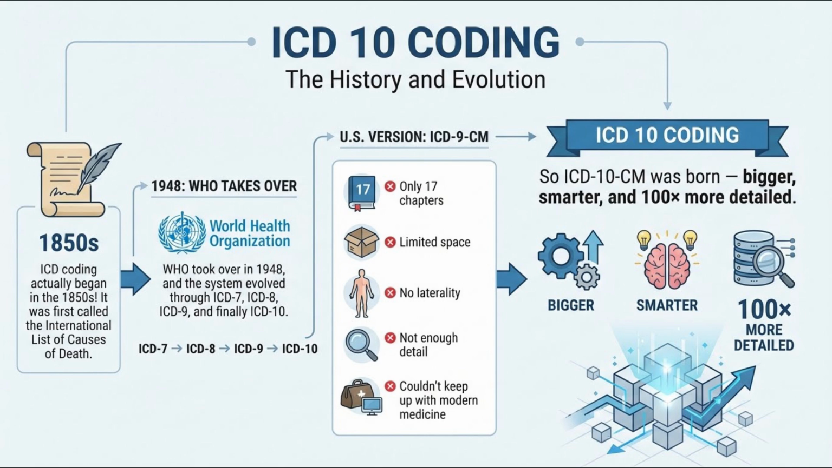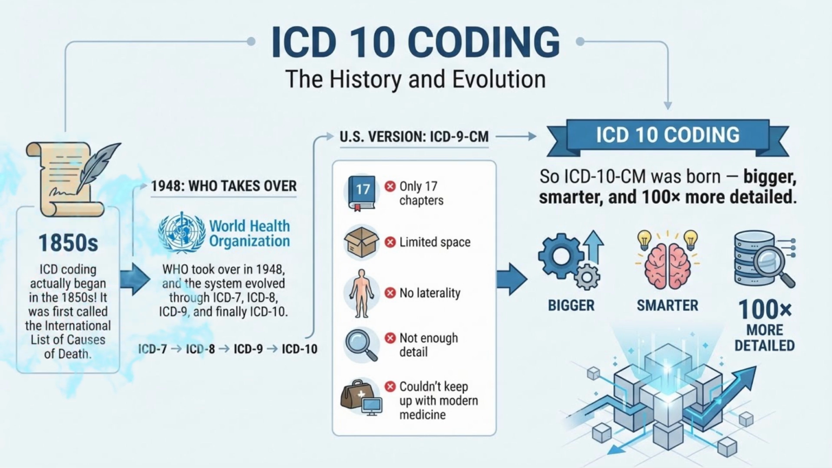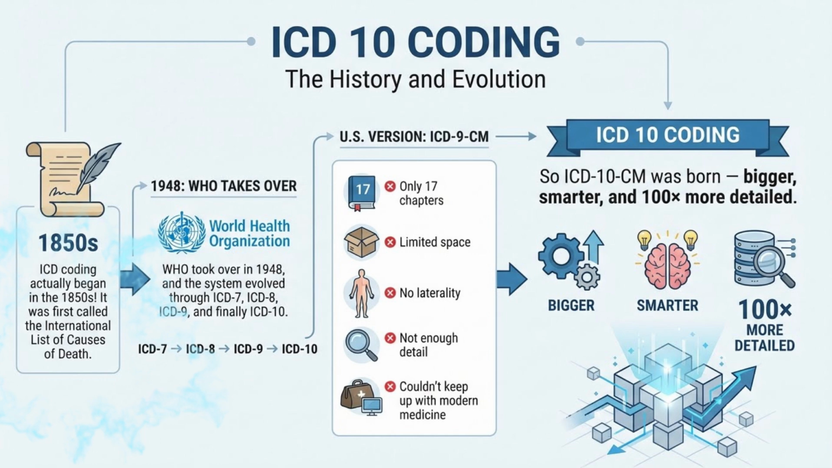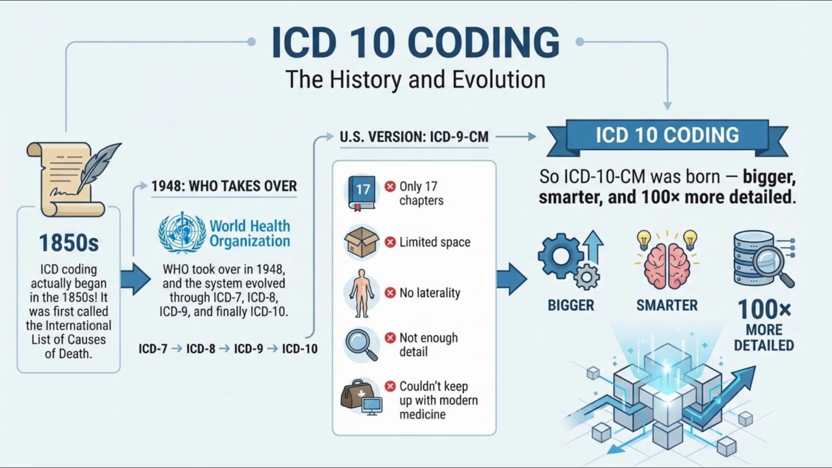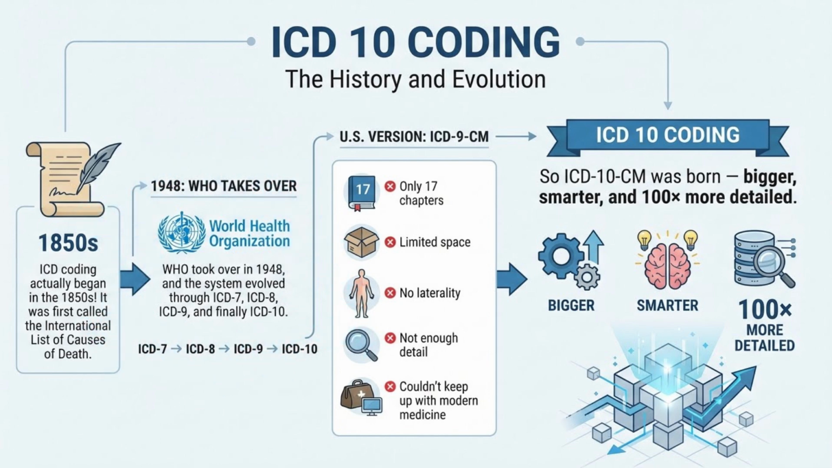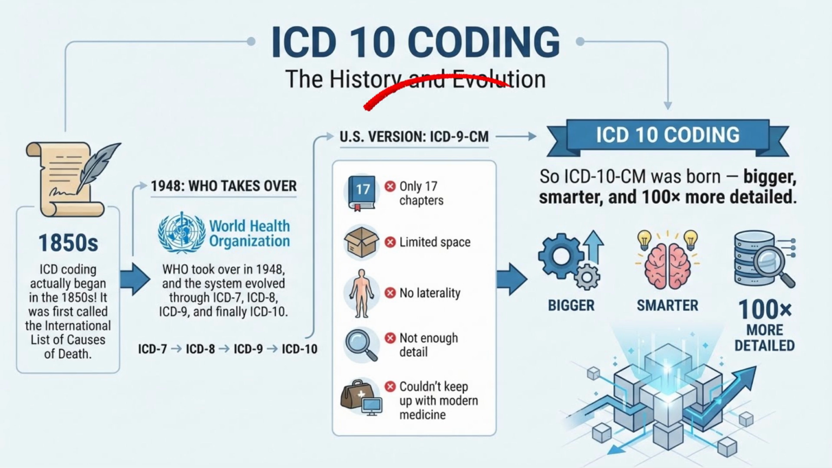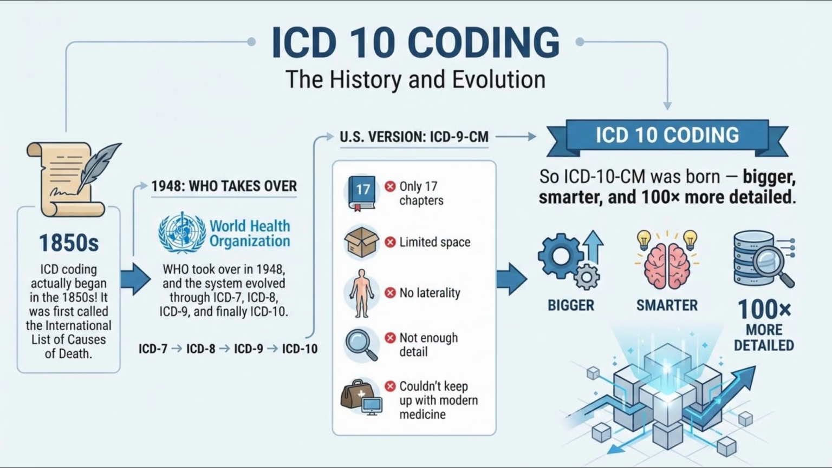ICD coding actually began in the 1850s. It was first called the International List of Causes of Death. WHO took over in 1948, and the system evolved through ICD-7, ICD-8, ICD-9, and finally, ICD-10. The US added its own version called ICD-9-CM, but it had many problems. Limited space, no laterality, not enough detail, couldn't keep up with modern medicine.